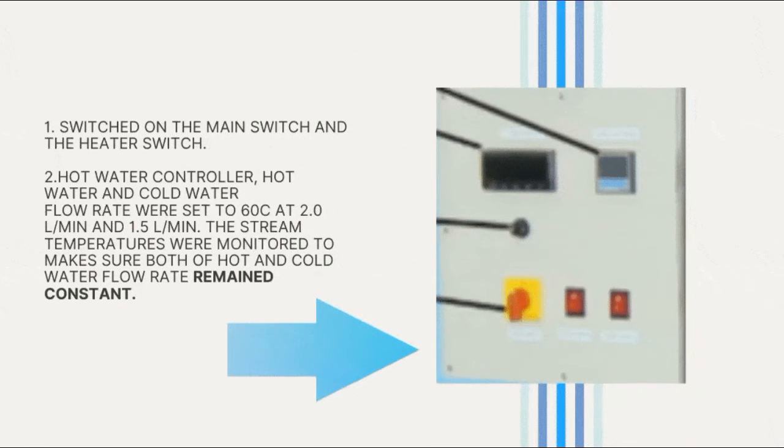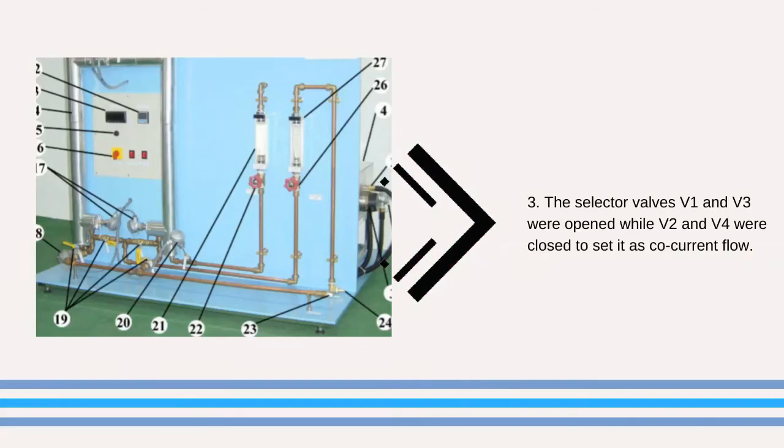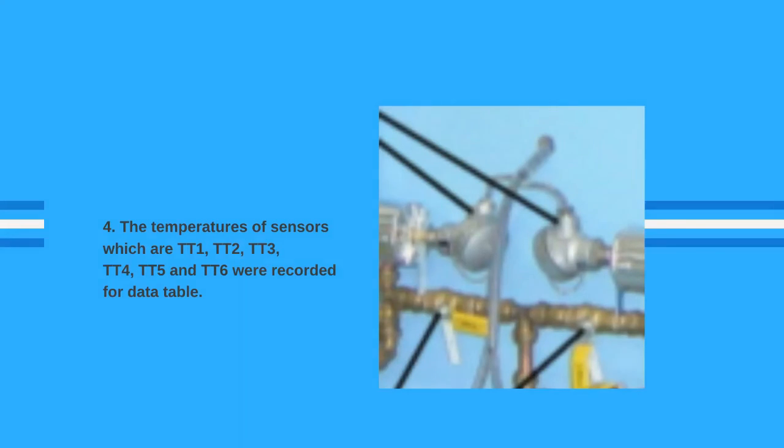First, switch on the main switch and the heater switch. Next, the hot water controller was set to 60 degrees Celsius. The flow rate of hot water and cool water is 2 liters per minute and 1.5 liters per minute. Monitor the stream temperature to make sure both hot and cool water flow rates remain constant. For co-current flow, the selector valves V1 and V3 were open while V2 and V4 were closed. After that, the TT1, TT2, TT3, TT4, TT5 and TT6 temperature sensors were recorded for the data table.